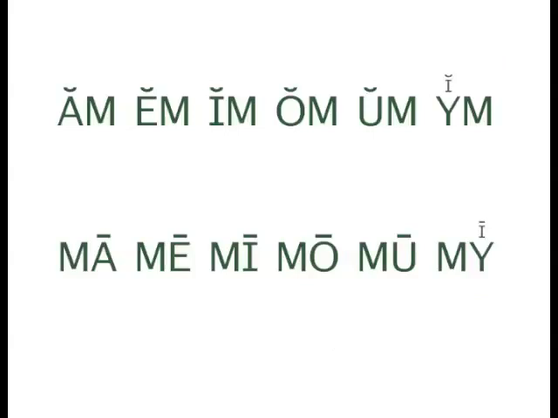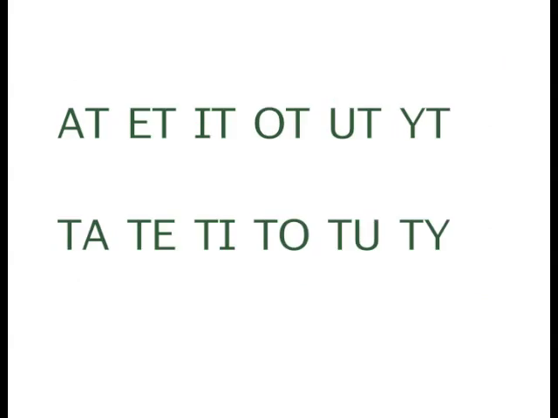We're going to do a quick review of syllables. At the end in a consonant, they're short, and at the end of a vowel, they're long. Try the next ones here. At, it, ought, ut, it. Tay, tea, tie, toe, to, tie.